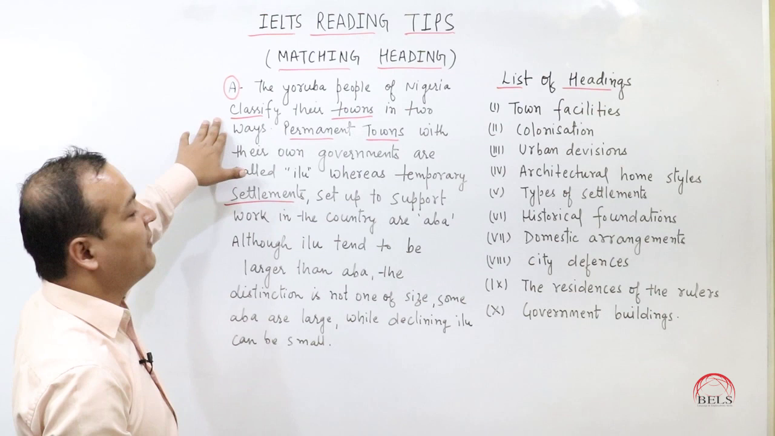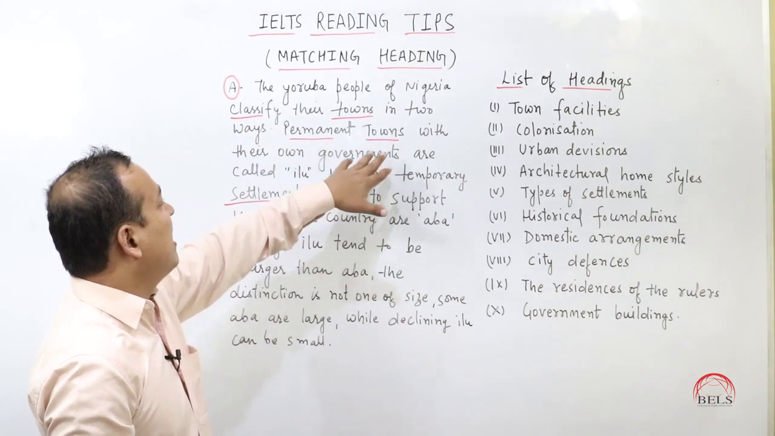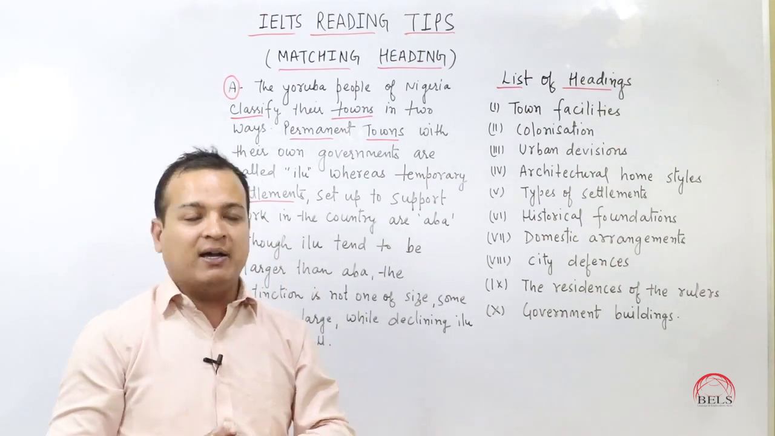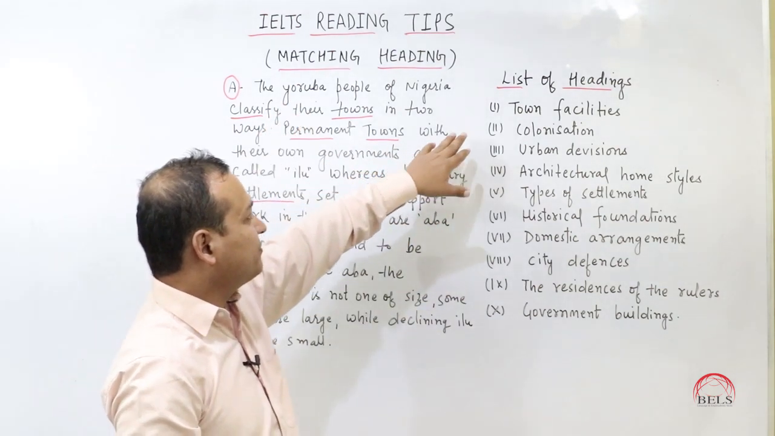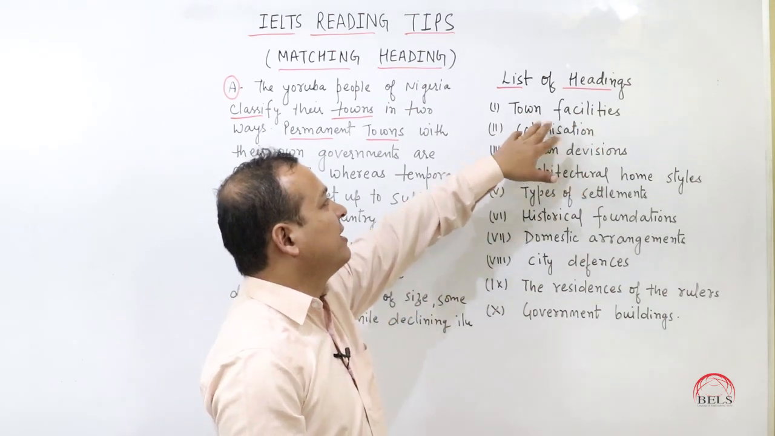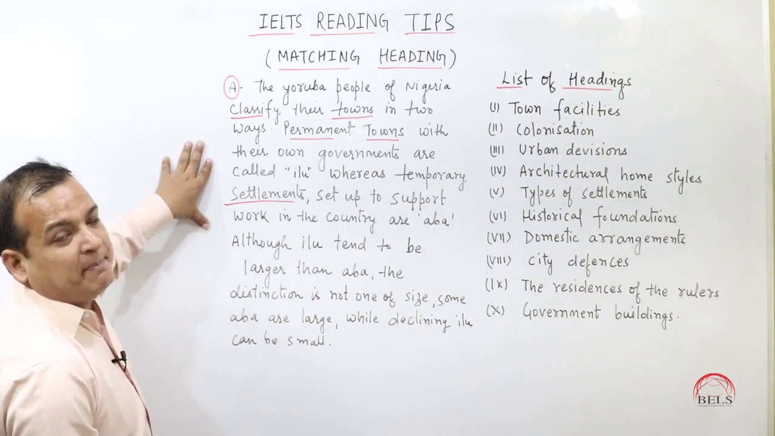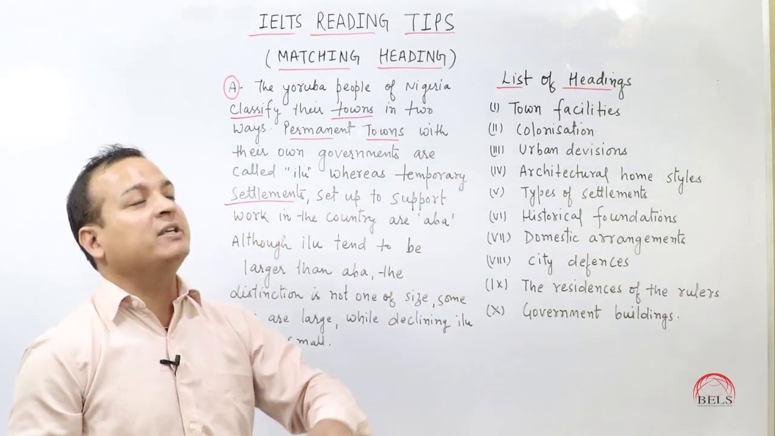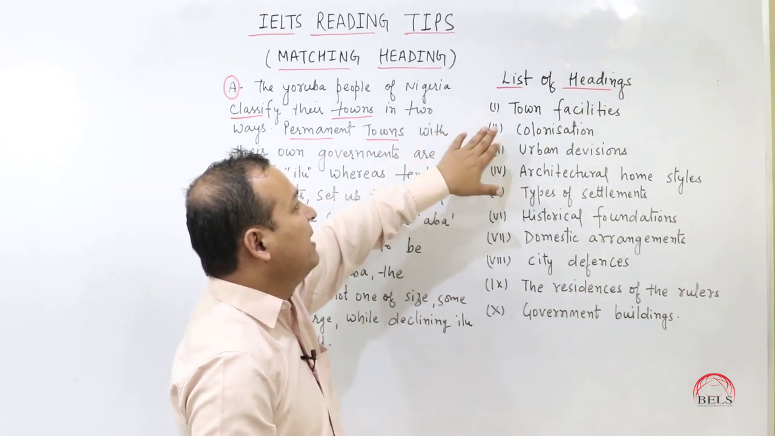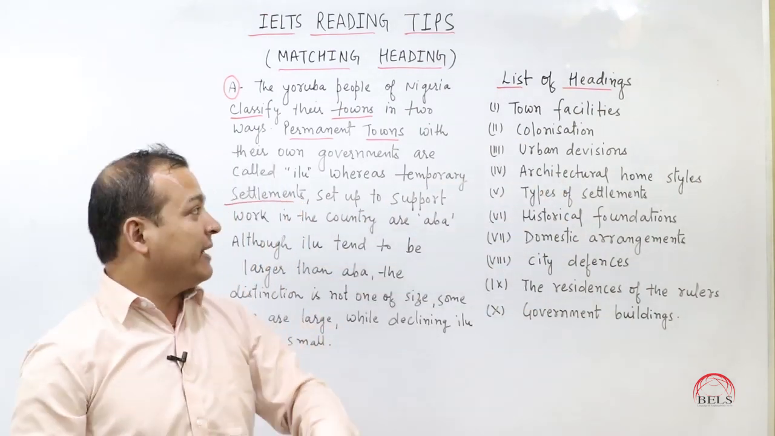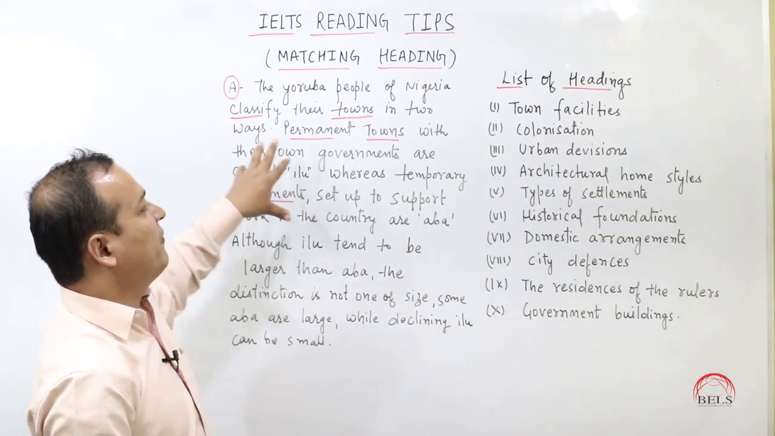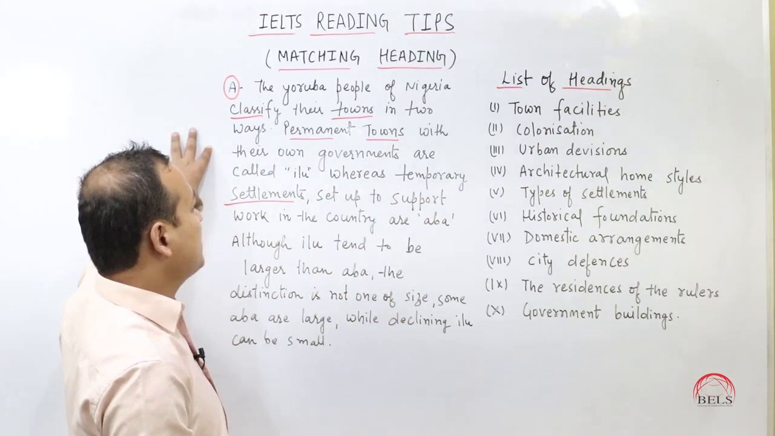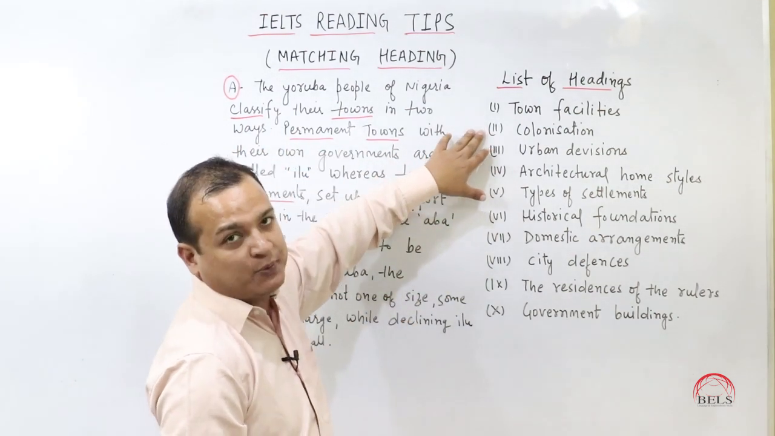The first one is the classify, towns, permanent towns, and settlements. These are the words which are indicating the answer. So the starting line is very important. If we match with the first one, town facilities, and read the complete paragraph, there is nothing mentioned about the town facilities. So this has to be removed completely. Second one is colonization. In our paragraph, there is no information about colonizing, so remove this one as well.